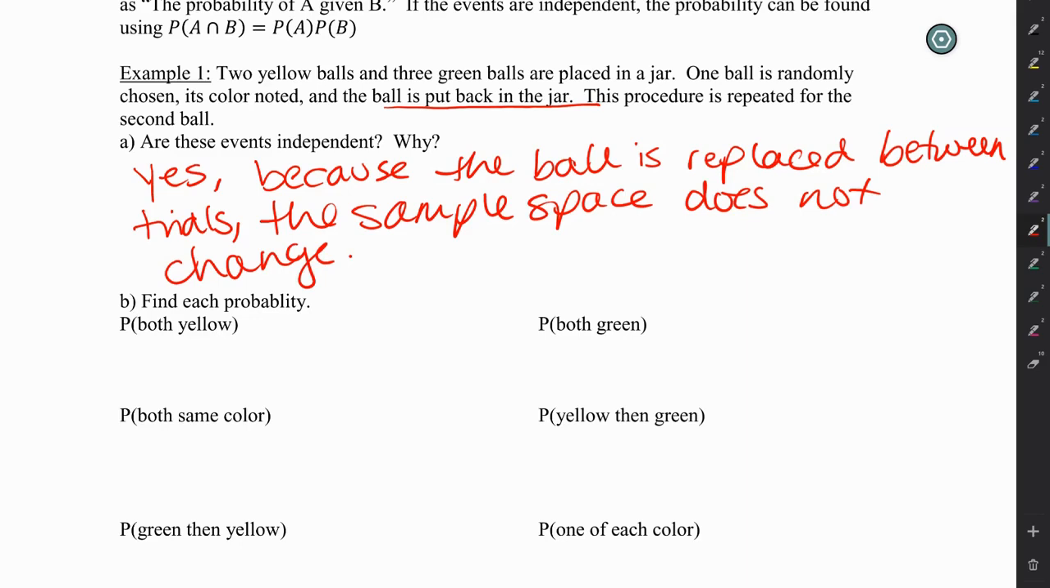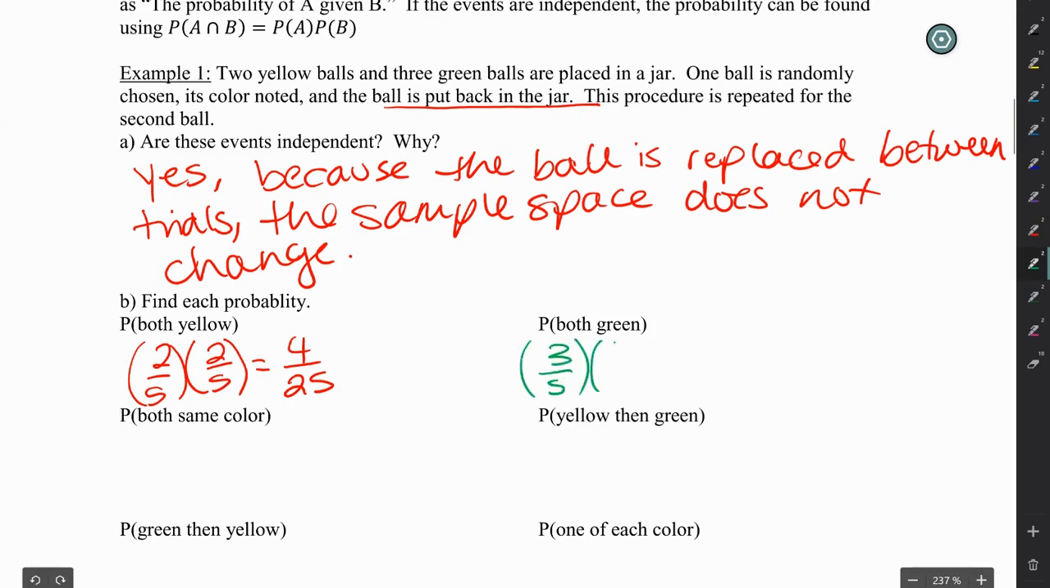So now we're going to find each probability. The probability that both are yellow. So the first one being yellow would be a probability of 2/5. The second one being yellow would also be 2/5 since we put it back in the jar. So that would give us a total probability of 4/25. The probability that they're both green. Well, that would be 3/5 times 3/5, which would be 9/25.